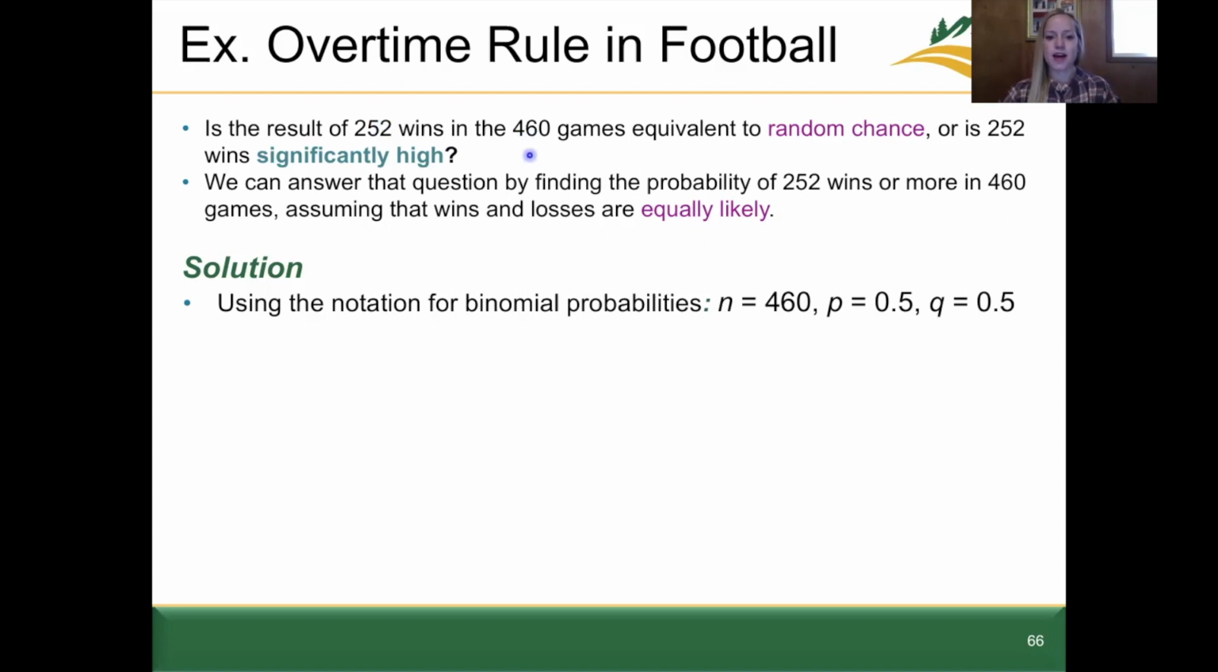Now, in the question, we're asked if 252 wins in the 460 games is equivalent to random chance, or is that a significantly high number of successes? Well, in this wording, if we're figuring out if 252 number of successes is significantly high, remember that definition of figuring out if something is significantly high or low? It's that we look at 252 number of successes or more.